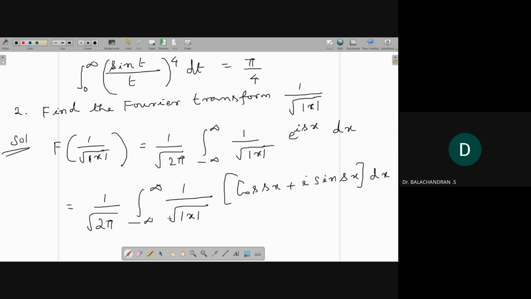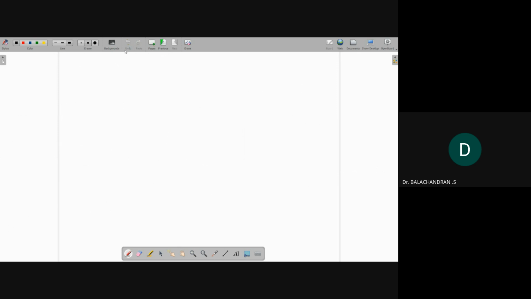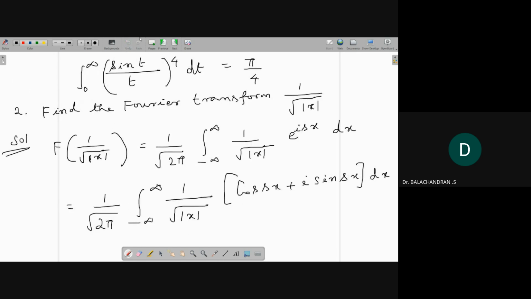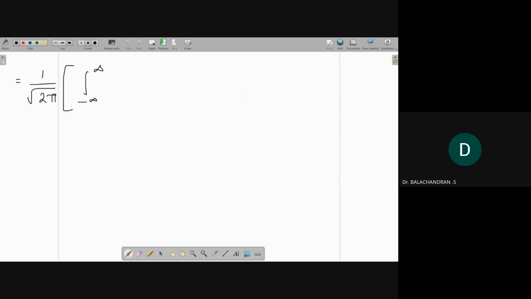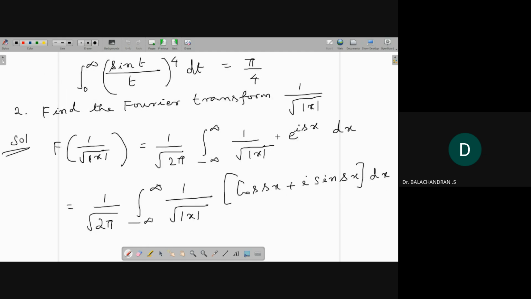So again, we should divide the whole integral into two parts. I'll write in the next slide. 1 by root 2 pi, minus infinity to plus infinity 1 by root of mod x into cos sx into dx.